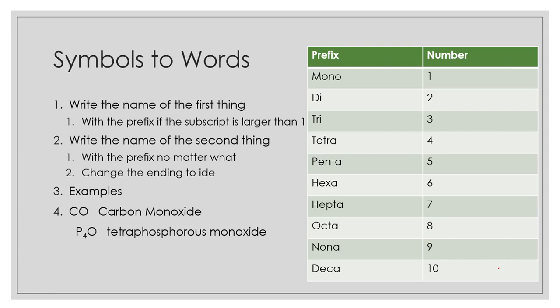So like in this first example, carbon monoxide or CO, because there's only a 1 on the C, we're just going to write it as carbon. But in P4O, we have to write it as tetraphosphorus, not just phosphorus. But the first thing just stays the same.